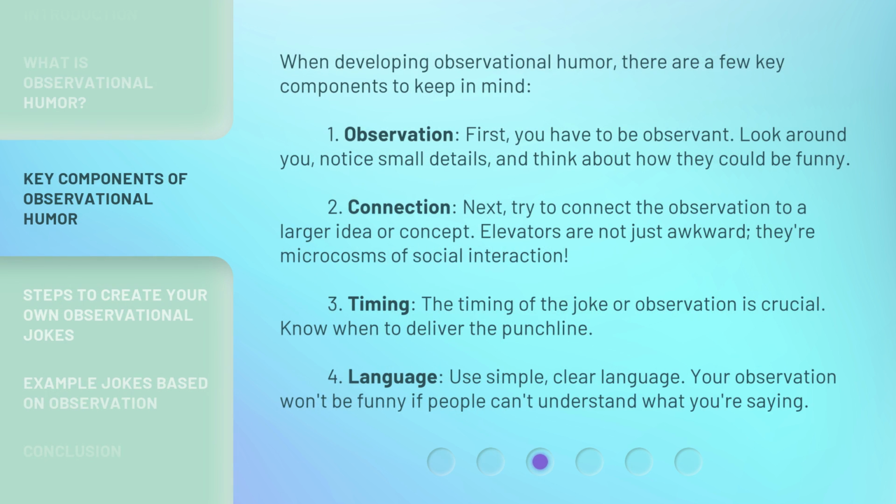When developing observational humor, there are a few key components to keep in mind. 1. Observation. First, you have to be observant. Look around you, notice small details, and think about how they could be funny. 2. Connection. Next, try to connect the observation to a larger idea or concept. Elevators are not just awkward, they're microcosms of social interaction.